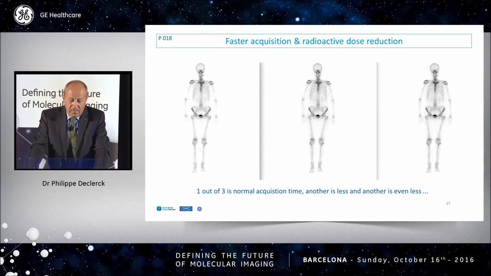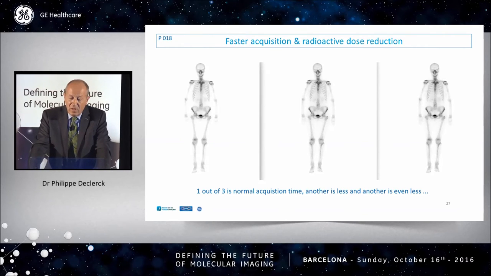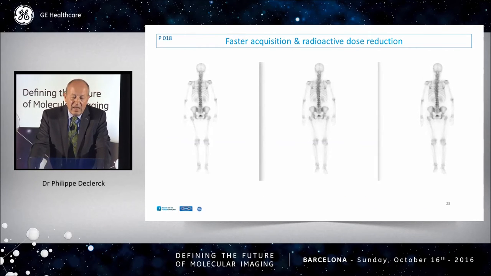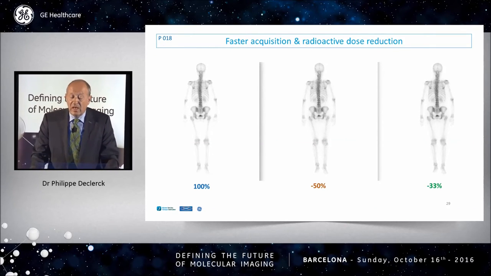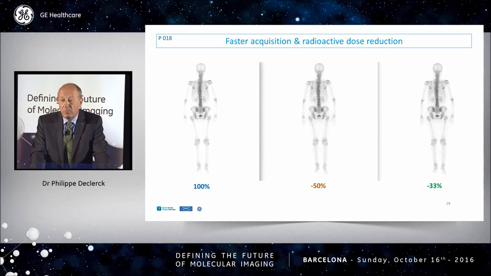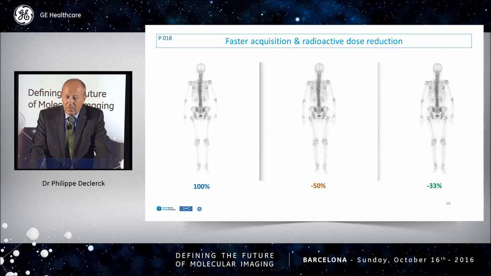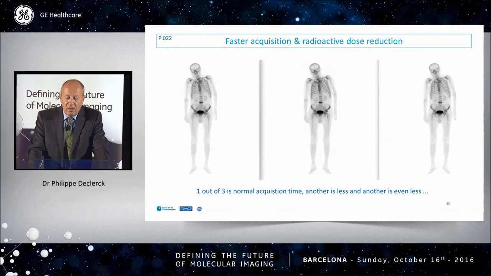Three bone scans, one is full-time acquisition, two are with reduced time acquisition. And you almost cannot see the difference. Anterior view, posterior view. And look at the neck, there's a small facet joint disease. And it's the same on the three acquisitions. One is 100%, the second one is 1/3 time reduction, and the third one in the middle is 50% time reduction. So reducing the time doesn't change the image quality.